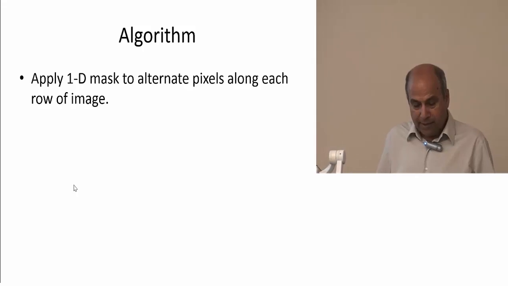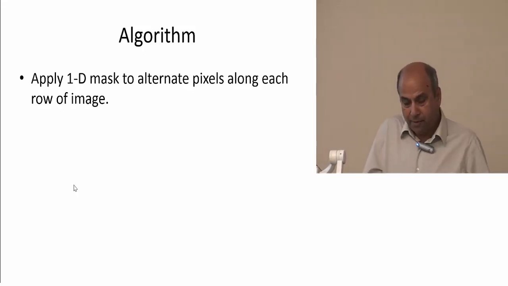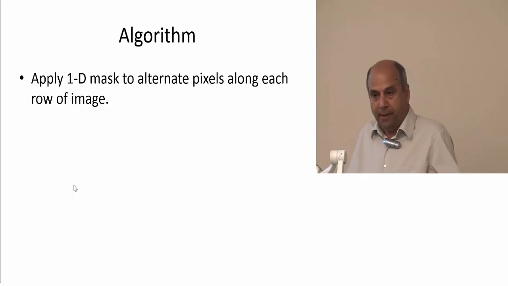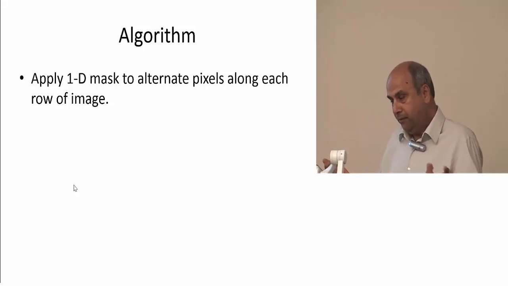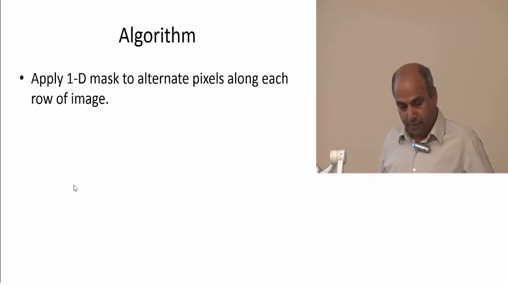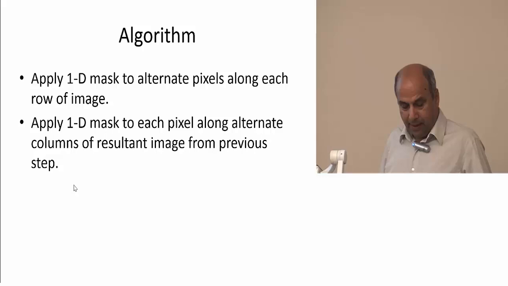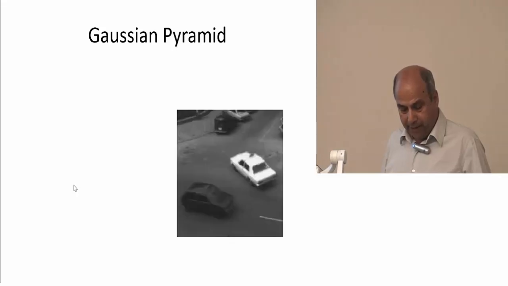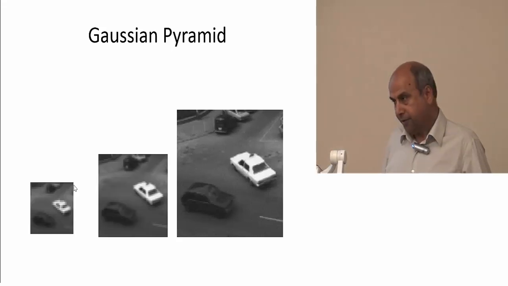So the algorithm is very simple. Apply the 1D mask to alternate pixels along each row of the image. This is where we are doing sampling. Basically, we're just taking alternate pixels along each row. Then apply the 1D mask to each pixel along alternate columns of the resultant image from the previous step, and that's it. If you look at this image, these are the different levels of the Gaussian pyramid.